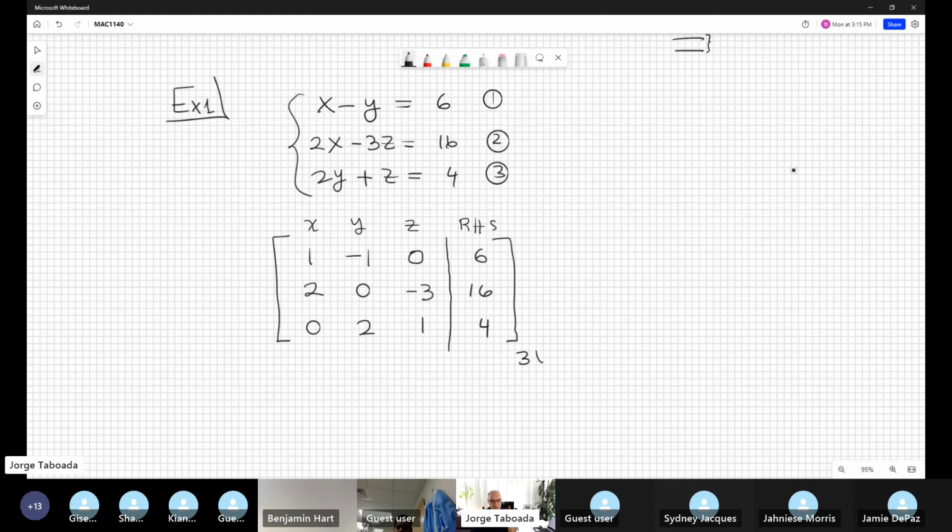The dimension is 3 by 4. So this matrix contains 3 rows, 4 columns. Okay. So far, does everyone have a question or no?